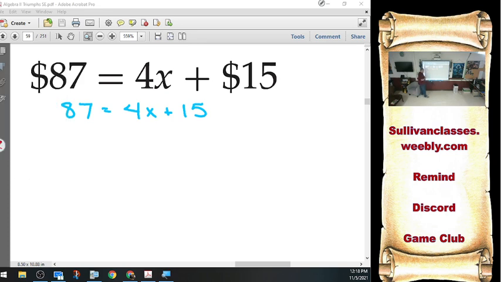How do I get rid of that 15? Right? If it's a positive 15, I need a negative 15 to balance it out.